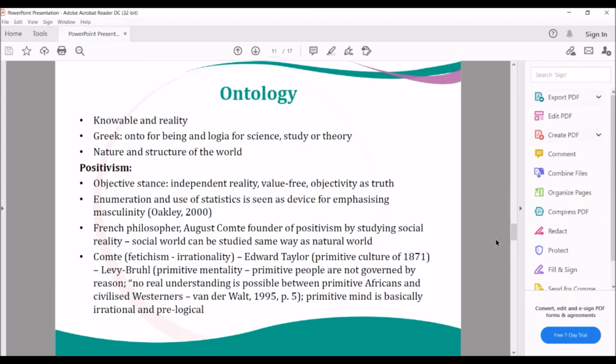Now, coming to my last few slides, and specifically on ontology and epistemology, I've structured them in terms of what the positivist standpoint says, and the interpretivist. First of all, ontology is about knowable reality, how we perceive reality. It's also of Greek origin, onto for being and logia for science, study or theory. And it's all about the nature and structure of the world.